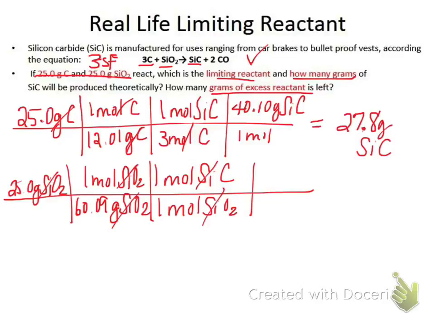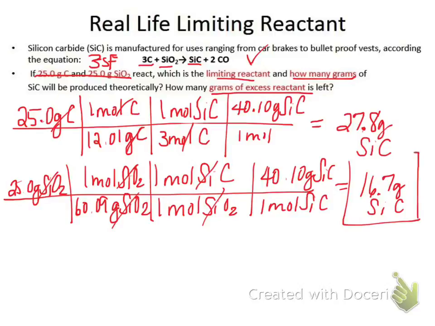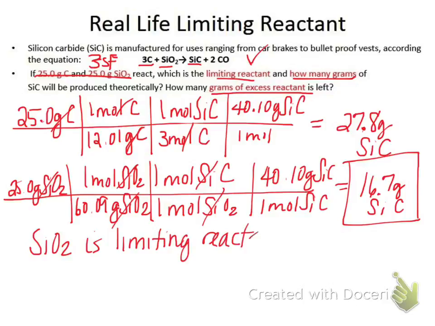Well, I canceled too soon, but we know we're going to do molar mass on the end, so let's go ahead and do that. Okay, so go ahead and pause the video and calculate that, sorry about that. And when I do my math correctly, I get 16.7 grams of silicon carbide, which is my answer because it's the smallest amount. So I could make, theoretically, 16.7 grams of silicon carbide, and SiO2 is the limiting reactant, because I will run out of that first. And so that will make carbon the excess reactant.